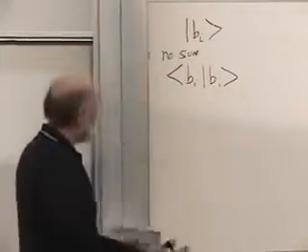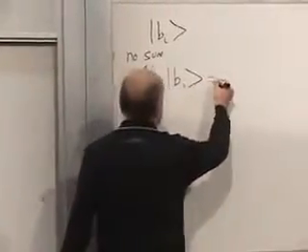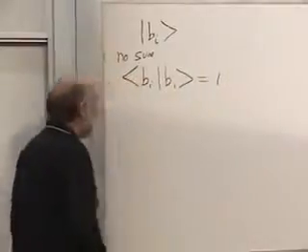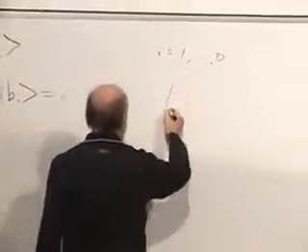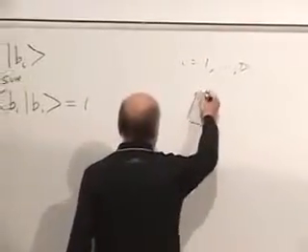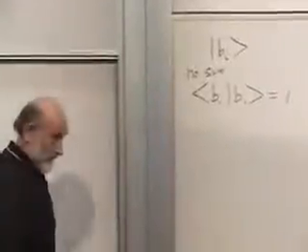Just take the ith vector, take its inner product with itself. That's assumed to be 1. So every one of these vectors B, B1, B2, and so forth, have unit length.